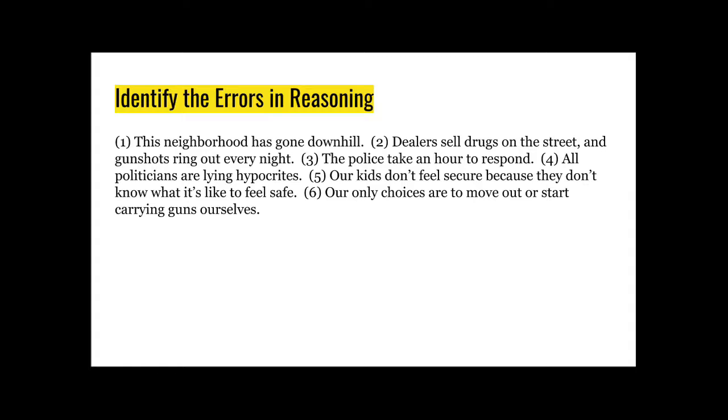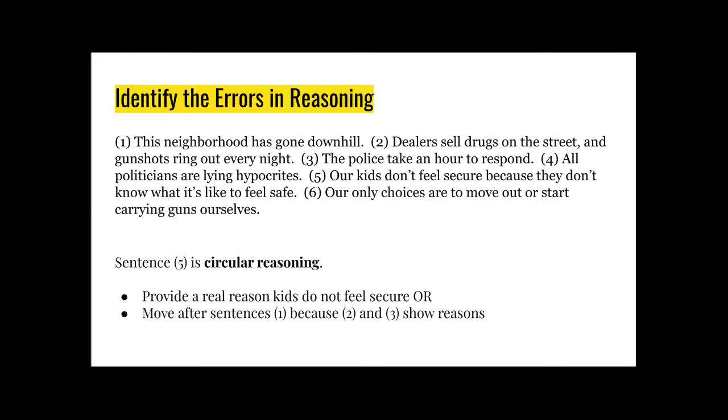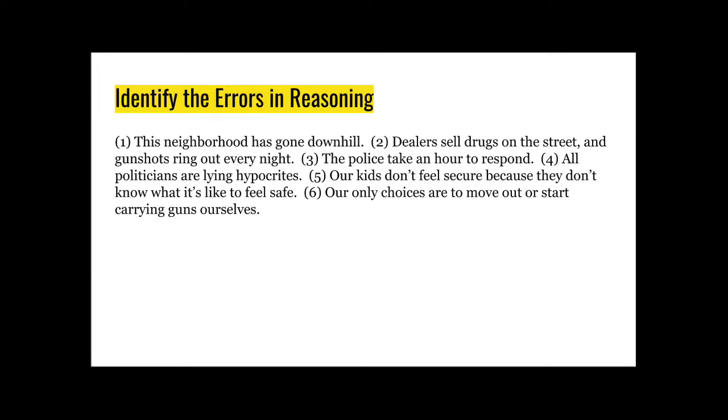What other sentences stand out as errors in reasoning? Well, let's take a look at sentence 5. Our kids don't feel secure because they don't know what it's like to feel safe. This is an example of circular reasoning. To fix this sentence, we need to provide a real reason that kids do not feel secure, or we could edit the sentence and move it after the first, because sentences 2 and 3 actually provide reasons why kids would not feel secure.